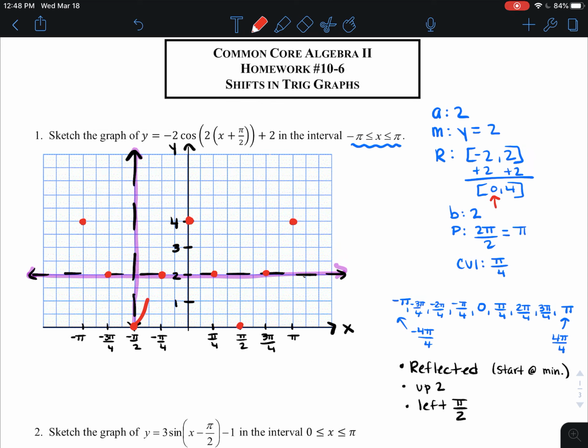Okay, so now I'm going to start sketching this. I'll start at my starting point. Again, just trying to make it a smooth curve.